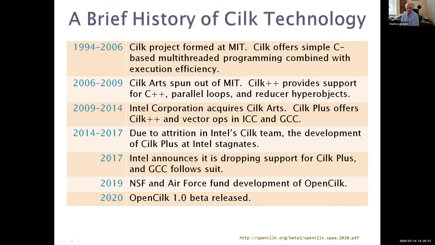We actually had a beta earlier in the year in late spring, but we only released that to friends as we sorted out licensing terms and such. So I'm really happy. Last Friday, we released OpenCilk 1.0 beta, and that's what we're going to talk about and give you folks a chance to try out today. Next slide.